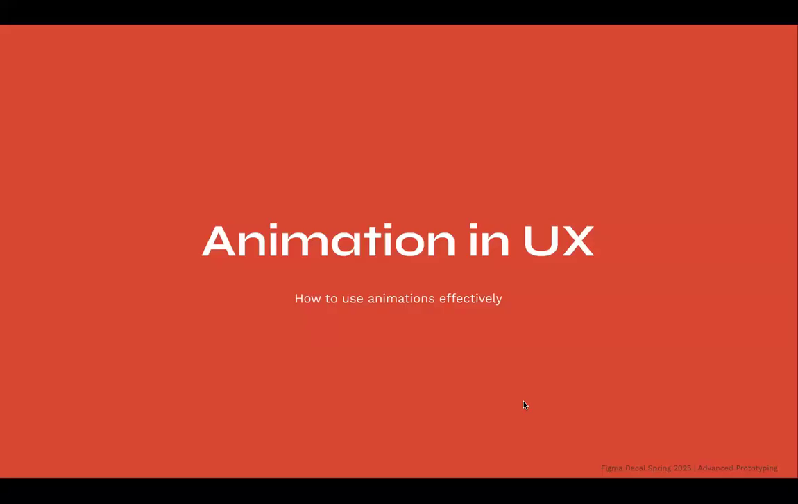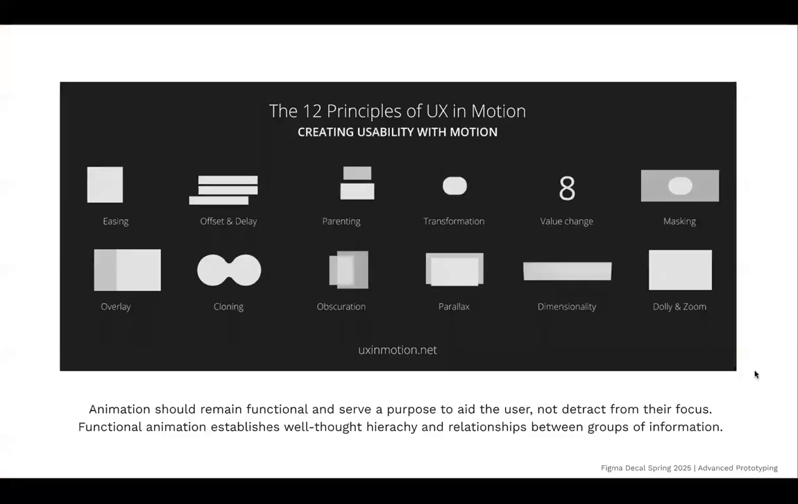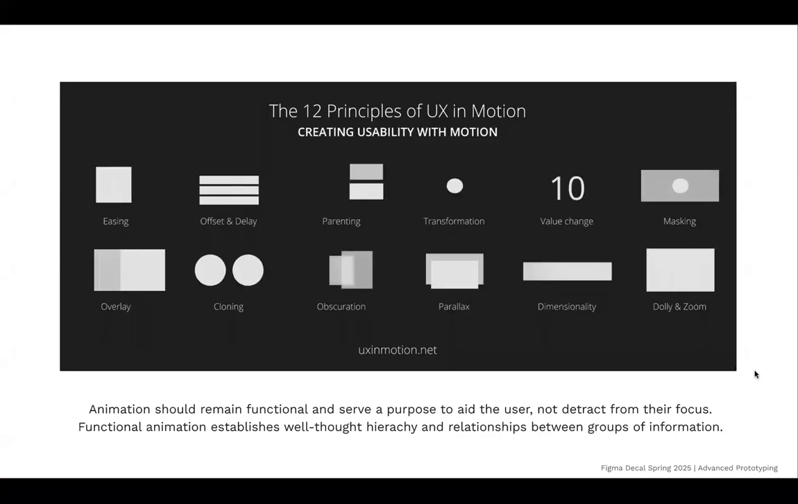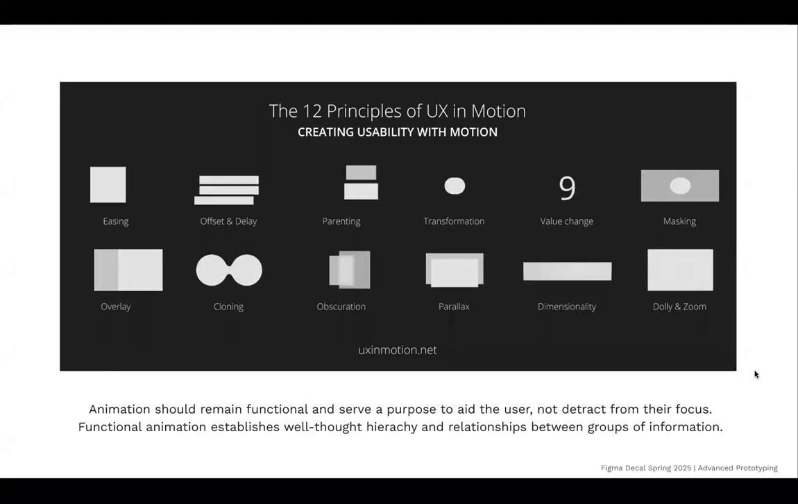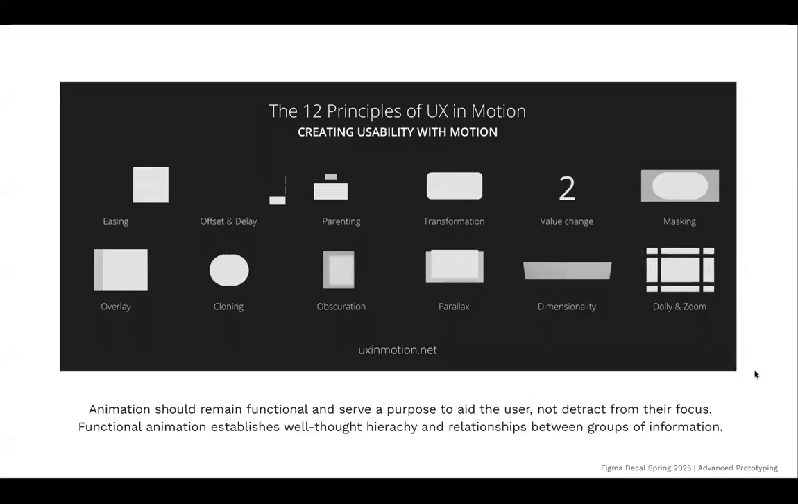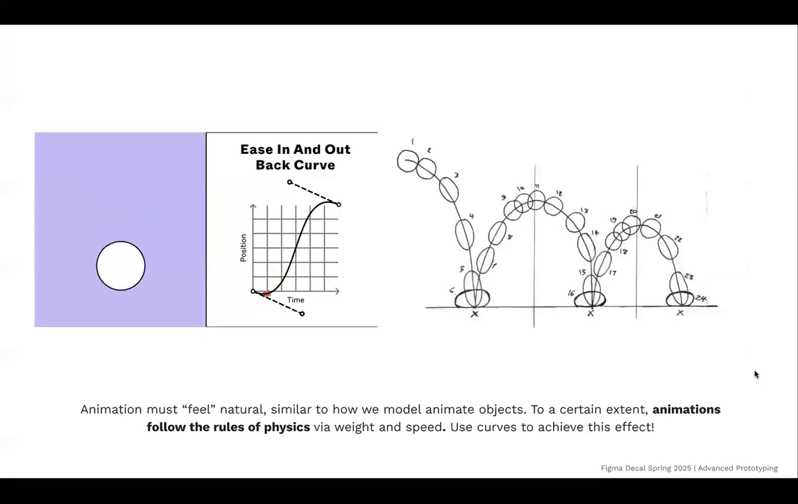Animation in UX. So animation should remain functional and serve a purpose to aid the user and not detract from their focus. So functional animation establishes well-thought hierarchy and relationships between groups of information. Animation must feel natural, similar to how we model and animate objects. So to a certain extent, animations follow the rules of physics via weight and speed, and you can use curves to achieve this effect.